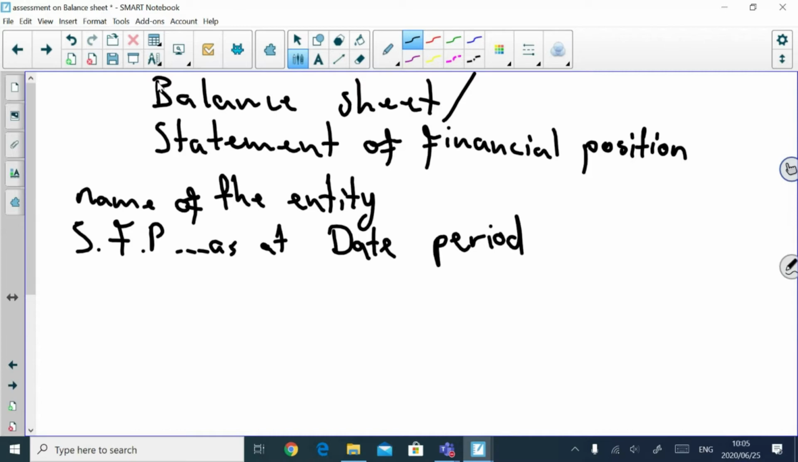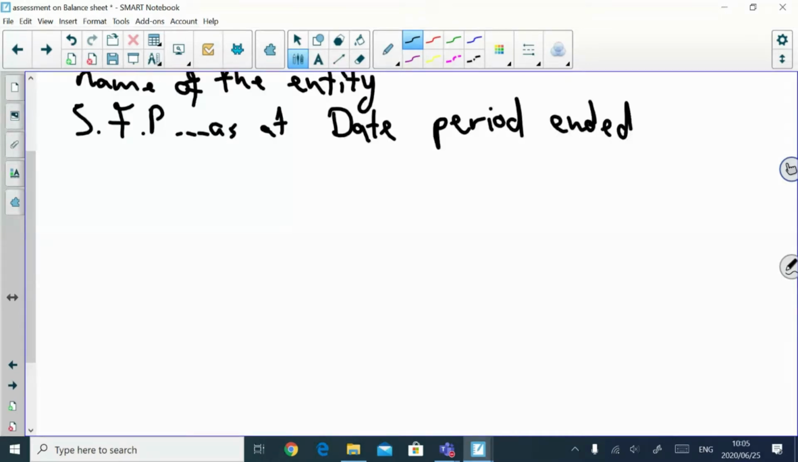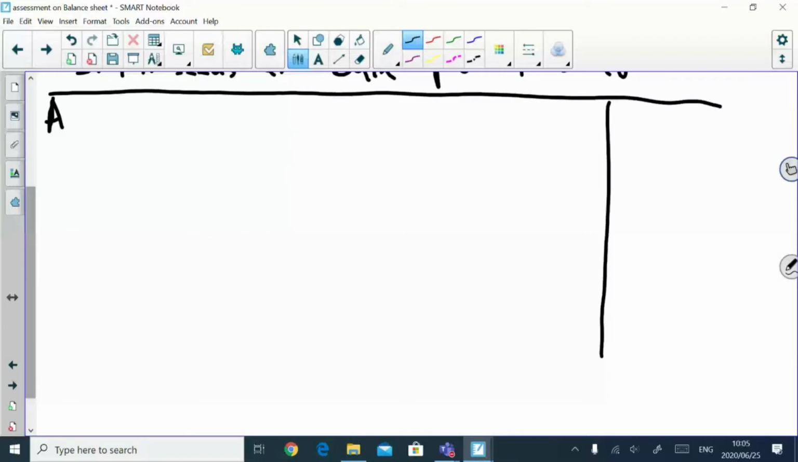Then you're going to draw a line here, like this. This is how it's going to look. Remember that your statement of financial position is where you find your equity and your liabilities. So start with your assets.